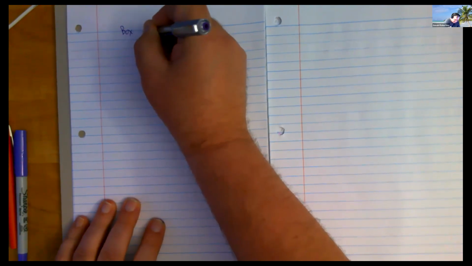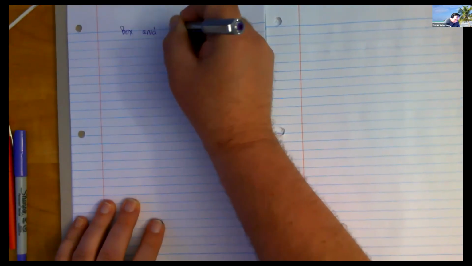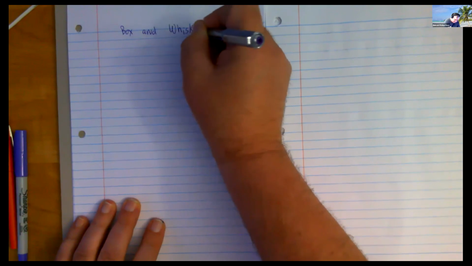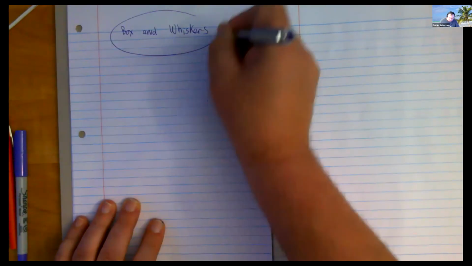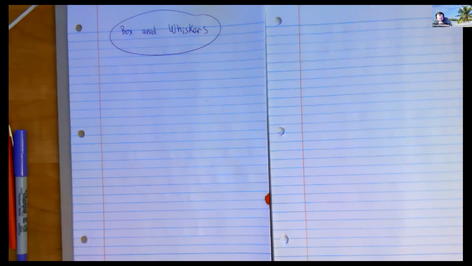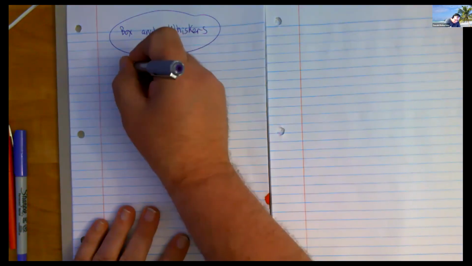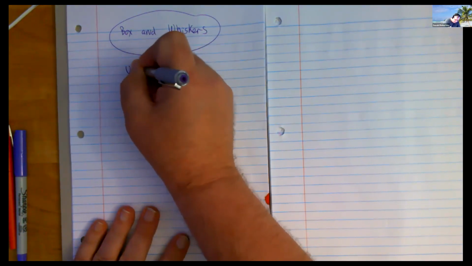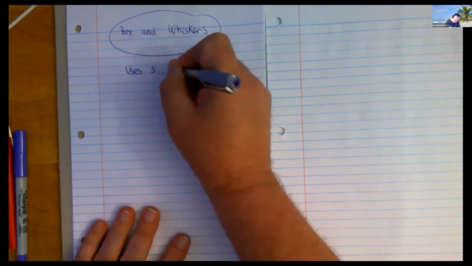Let's show you a guy called Box and Whiskers. I believe it's also called a box plot, but I don't like box plot. I think Box and Whiskers is a nicer name. And it's a diagram that uses what's called the 5-figure summary.